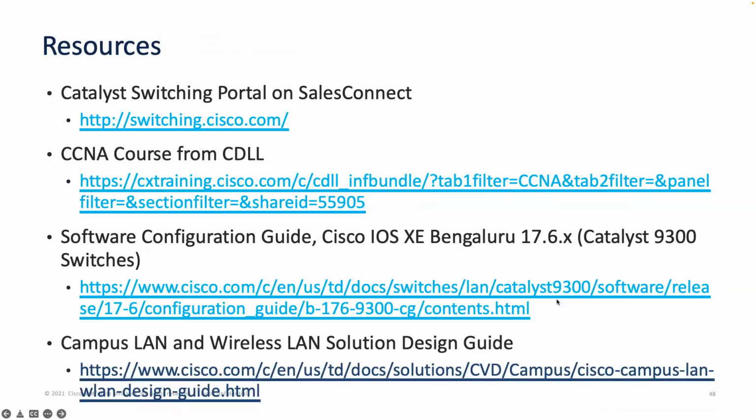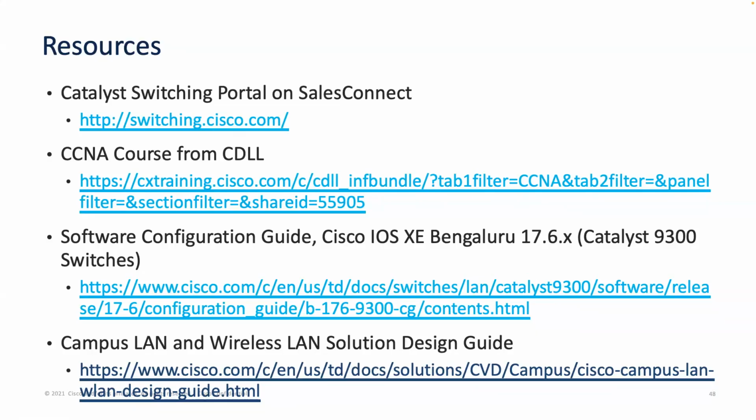If you are interested in any of the Catalyst switches I mentioned today, or you want to explore more details about the features of Catalyst switching, switching.cisco.com is the best website for you to start your deep dive. And the second one is the CCNA course on the CDLL, the Cisco Digital Learning Library. Basically, it's a very well structured training. It's very comprehensive and consists of a lot of knowledge about networking, routing, and switching.